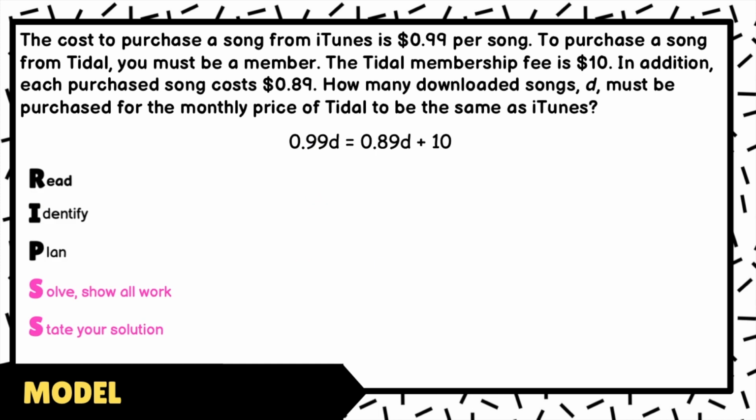So now I'm going to take my equation, since I've come up with a plan, and I'm going to solve this. And when I get my answer for D, I'll know the number of songs where both iTunes and Tidal will cost the same. So because I have a higher unit rate on the left than I do on the right, I'm going to start by moving my variable term 0.89D from the right side of my equation to the left side by subtracting it on both sides.